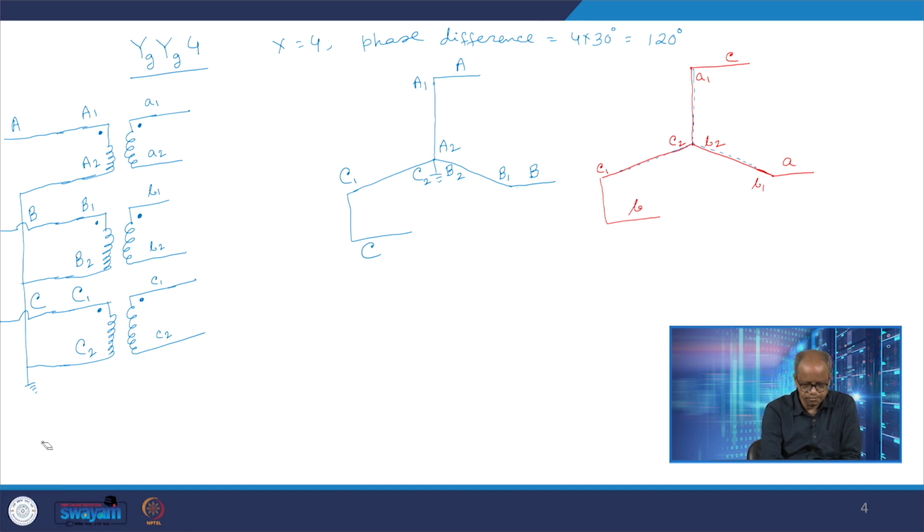Writing was bad. A2. This is B2. And because it is grounded, this is grounded. So now this vector diagram and the terminal marking give me the connection. So what does it mean? From this vector diagram we find that I have to connect the A2, B2, C2 terminals together and ground them. So I connect A2, B2, C2 terminals together and ground it.